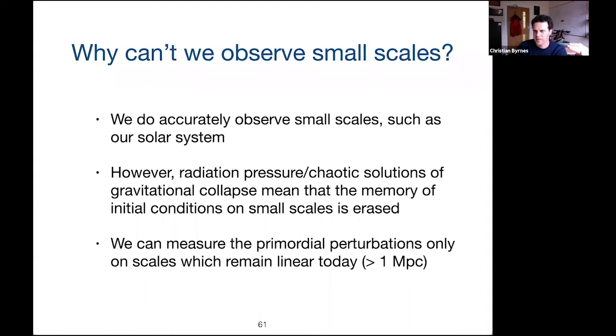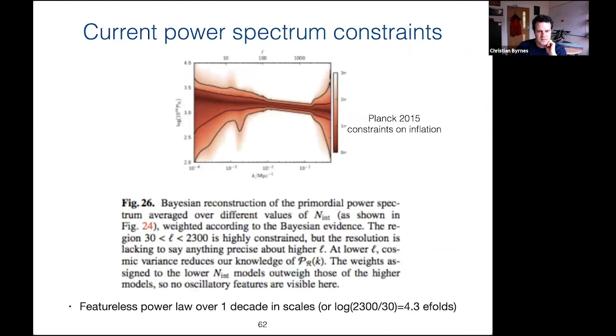And where we observe primordial perturbations today are the scales which remain roughly linear today, so greater than about the megaparsec scale. Once again, this just shows, sorry, it's not very high resolution. Over 3 or so orders of magnitude, we observe the primordial power spectrum to be close to scale invariant and quite simple and boring. But what we need then is for it to grow significantly on smaller scales if one wants to see any primordial black holes.